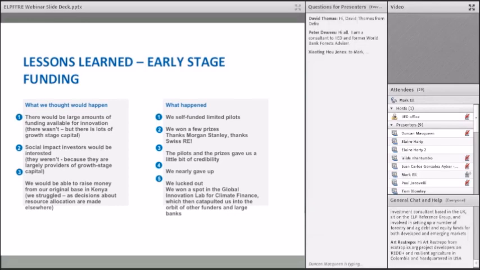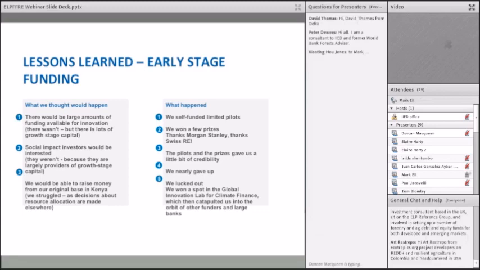Some key lessons learned, and this slide presents what we thought would happen coming into this space and then what has actually happened. We thought there would be large amounts of funding for innovation, and in reality there wasn't. That is very, very constrained. There is a lot of growth stage capital. Social impact investors who we thought would be interested in this space have only really begun to turn their eyes to climate and environmental issues, and in any event don't really provide innovation capital. They provide growth stage capital.